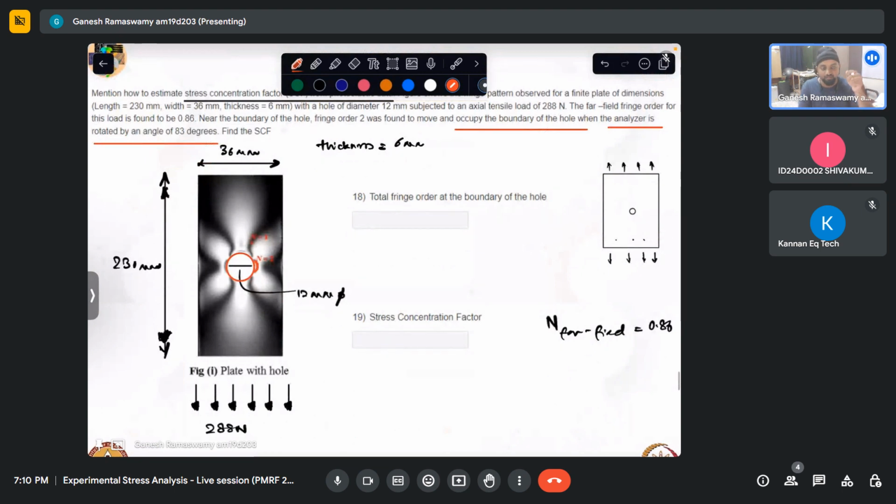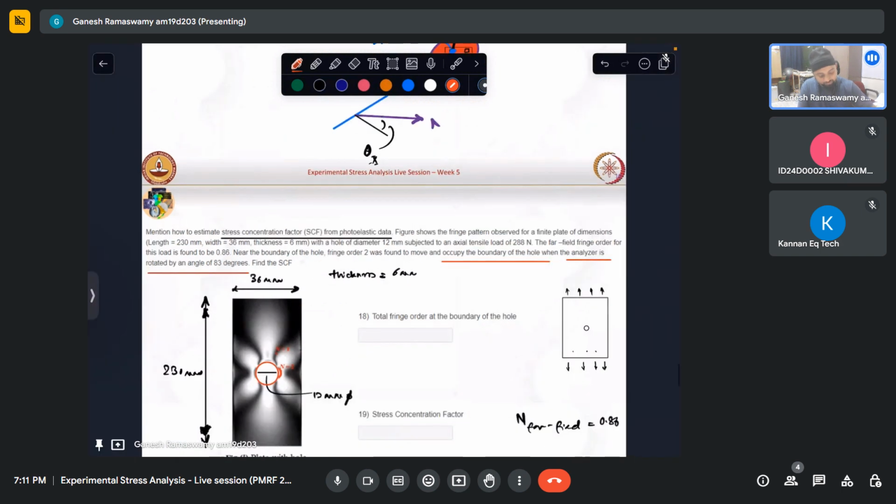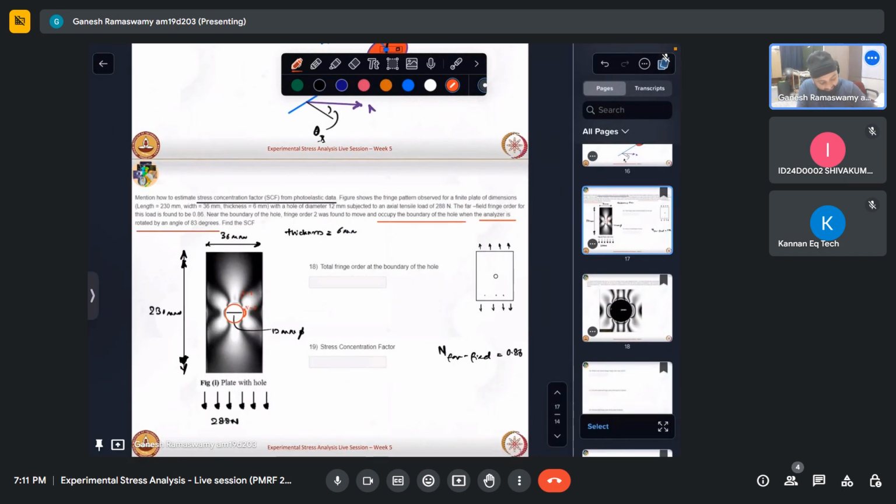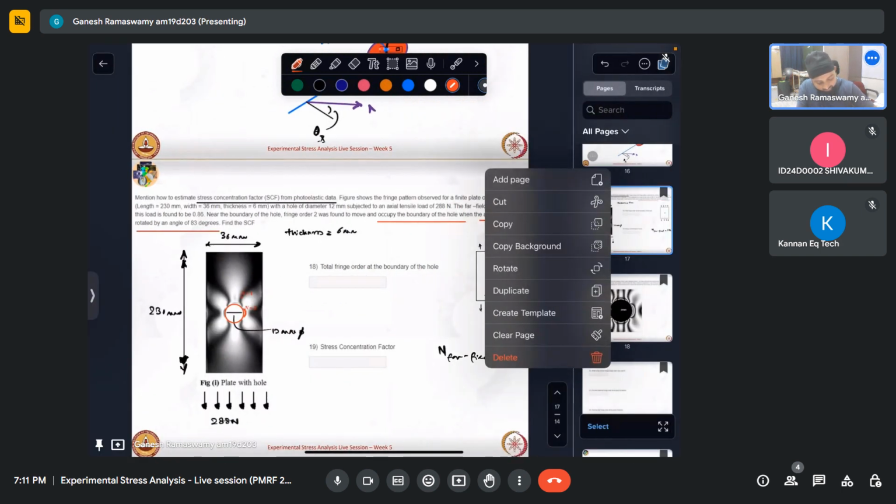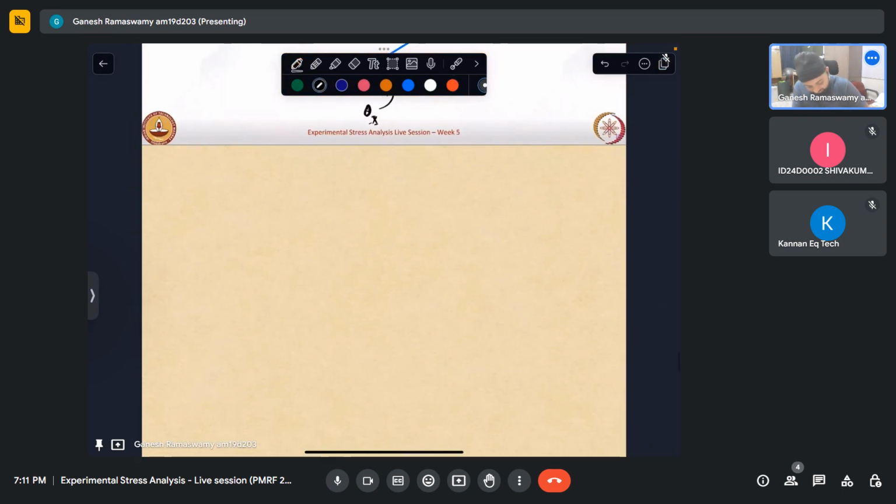So in Tardy's method of compensation, once we rotate the analyzer, essentially what happens is one of the fringes moves to that point because we have additionally added our retardation. I think before this, we can just have a very brief discussion about Tardy's method also, so that things are clear.